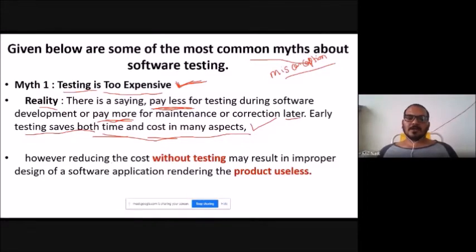However, reducing the cost without testing may result in improper design of the software application and render the product useless. So if you deliver the software without testing, the product may end up useless. Okay, so testing is very important, and testing is not expensive if we start it in the early phases.